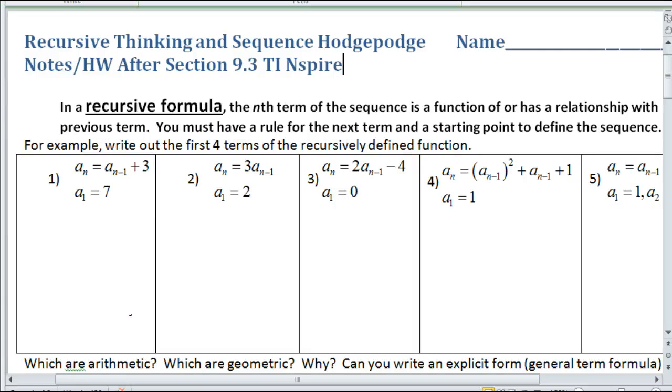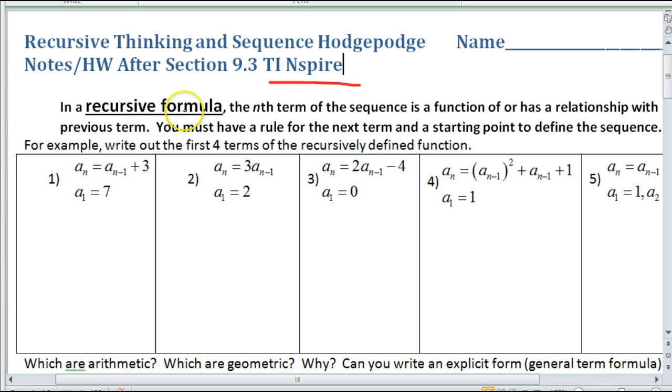Hi, we want to look at recursively defined functions and a little bit of sequence hodgepodge. We're going to get into some credit card examples and also some annuity problems. I've done this video before, but now I'm going to introduce this with the TI Nspire. So I'm going to try to use that new calculator.